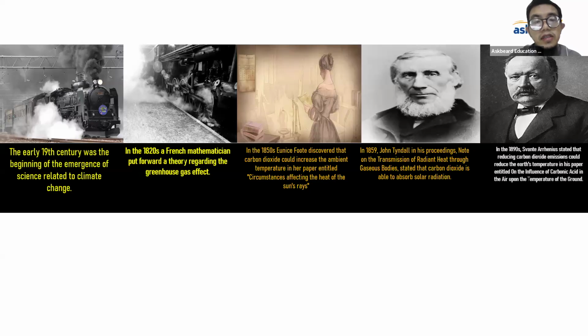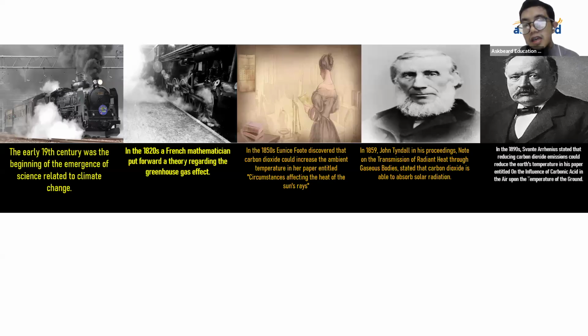In 1820, French mathematicians put forward a theory regarding the greenhouse gas effect. They think that it is because of the greenhouse gas effect. And in 1850, Eunice Foote discovered that carbon dioxide could increase the ambient temperature. You may read the paper, circumstances affecting the heat of the sun's rays.